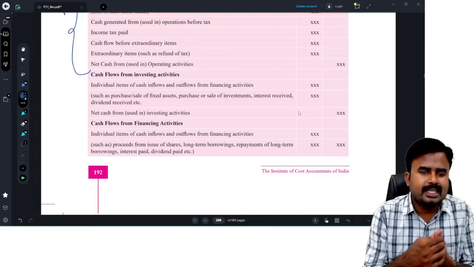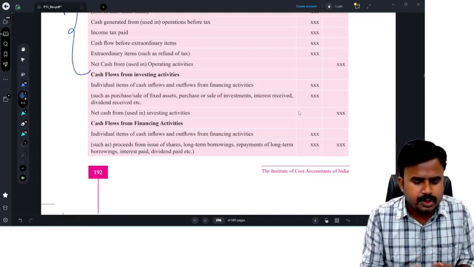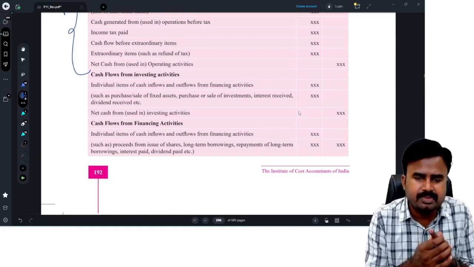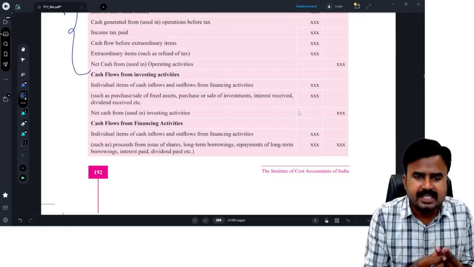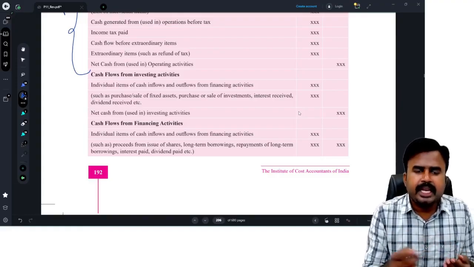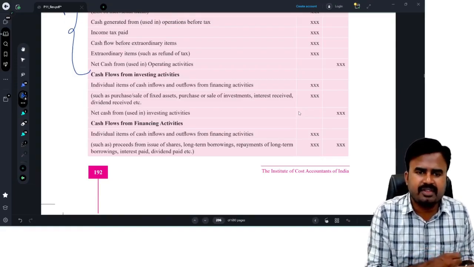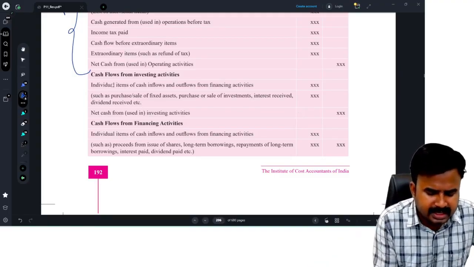Nothing but what? Your assets purchase and your assets sale. Your investments purchase and your investment sale. So all of your investing activities must be considered here. Investment in fixed assets, investment in other long-term investments, and also sale of fixed assets and sale of investments. Any income if you're generating from investments, that should be considered here. Interest and dividend received on investments. So all these transactions must be considered here. Now look at the transactions.